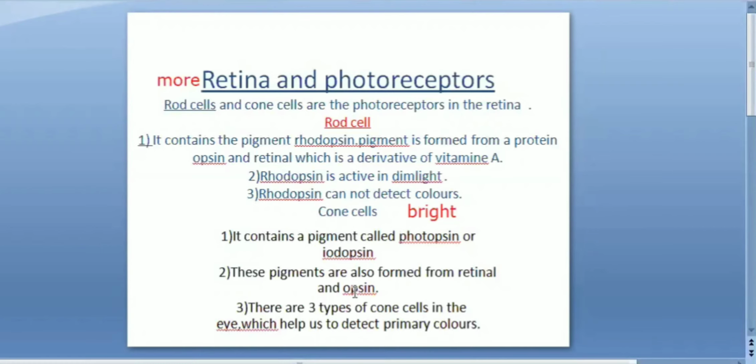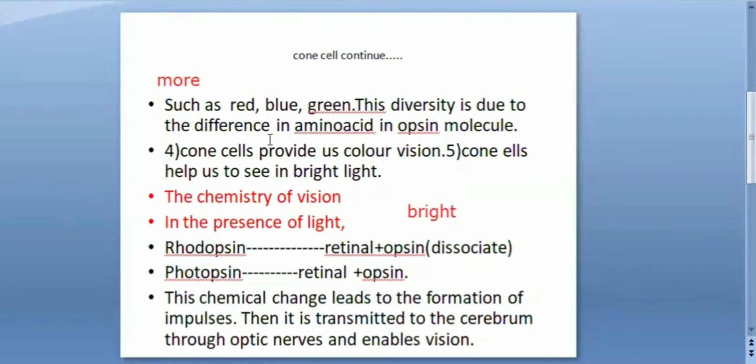The other important factor regarding cone cells is that there are three types of cone cells in the eye that help us to detect primary colors such as blue, red, green. Yes, this diversity is due to the difference in amino acids in the protein molecule or opsin molecule. Yes, cone cells provide us color vision. Cone cells help us to see in bright light, that we studied.